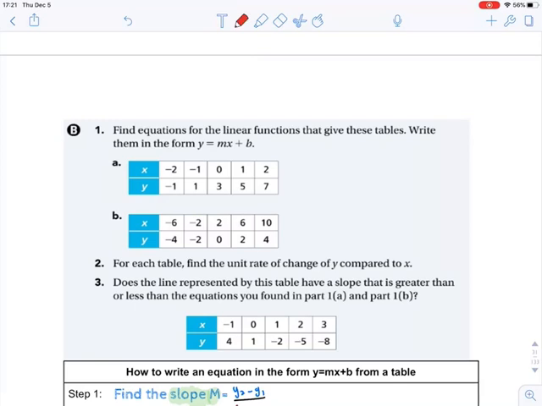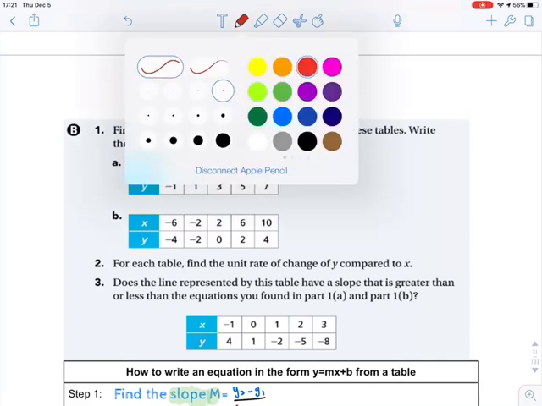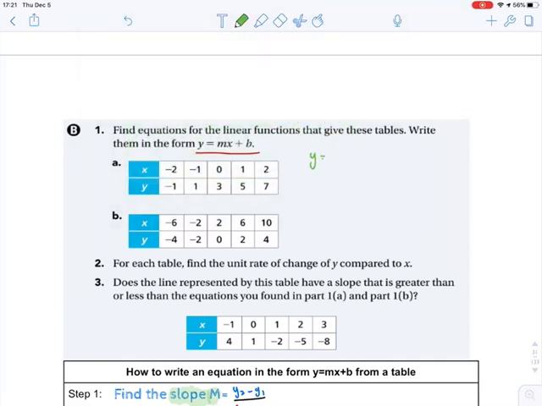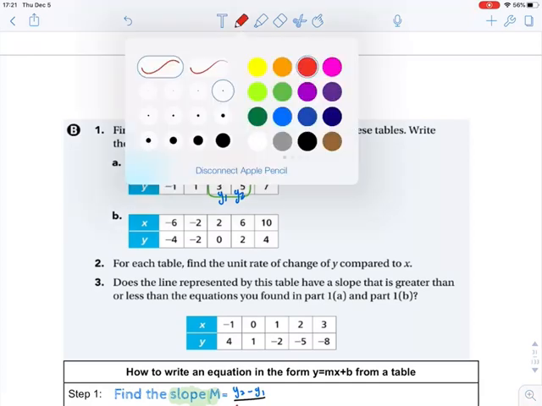So for question 1a, we have to write the equation. So I'm guessing they are linear, since we're writing the equation. So let's identify the slope. I'm going to pick 2 easy numbers. I'm going to pick these 2. Okay, and I'm going to label these as y2 and y1 because they're in the y row, and I'm going to label these as x2 and x1 because they're in the x row.